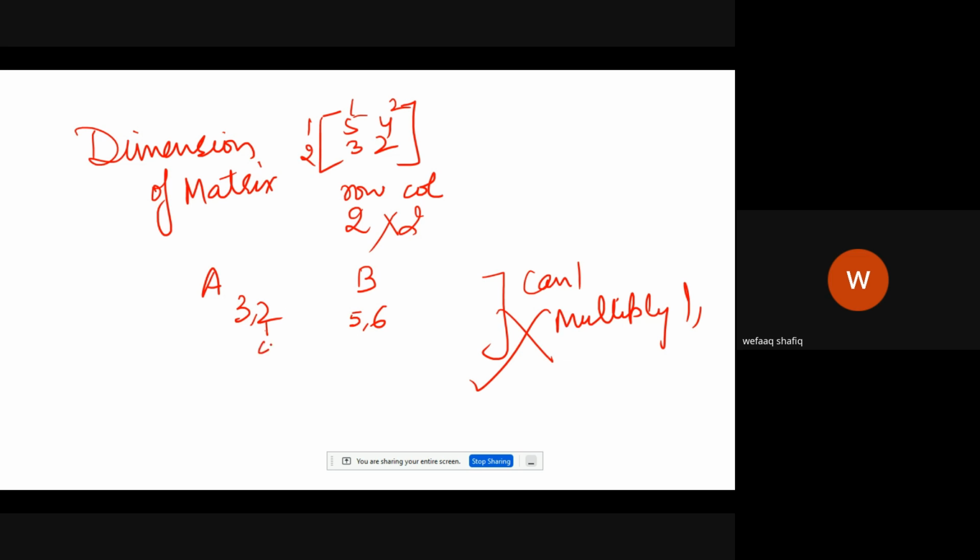Why? Yes, ma'am, the reason is that the columns of the first matrix should be equal to the rows of the other matrix. These two numbers should be the same. Only in that case can you multiply the matrices, otherwise you are not able to multiply them.